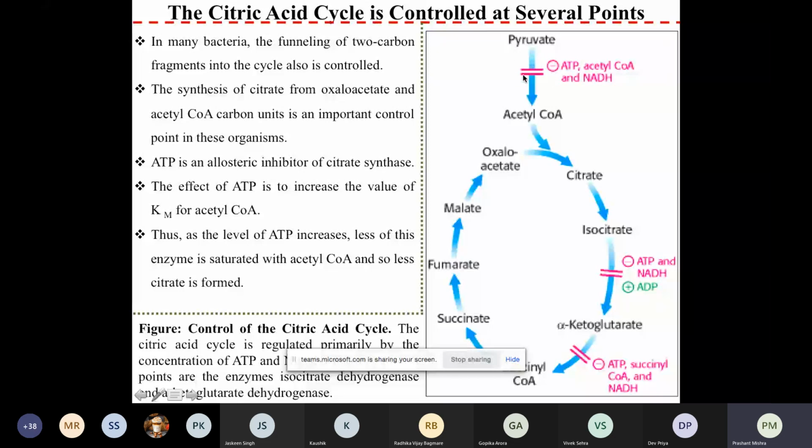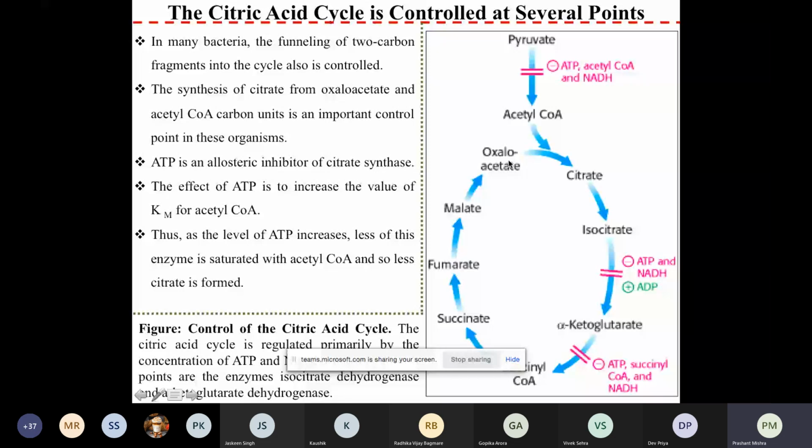The synthesis of citrate from oxaloacetate and the acetyl-CoA carbon unit is an important control mechanism in many bacteria. So actually it starts even at the start of the TCA cycle, before the acetyl-CoA enters. Still, the control can happen in some of the bacteria. ATP is an allosteric inhibitor of enzymes, for example, citrate synthase. ATP acts as an allosteric inhibitor, and it will not allow the synthesis of citrate.